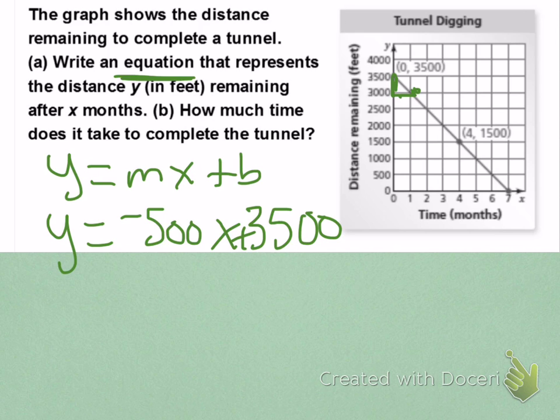So now we're going to see how much time does it take to complete the tunnel. Well, we can look at our x-axis and see that the line is going to hit at 7. So it's going to take 7 months to complete the tunnel. So that is the answer to B. So your x-intercept is 7. So it'll take 7 months to complete the tunnel.